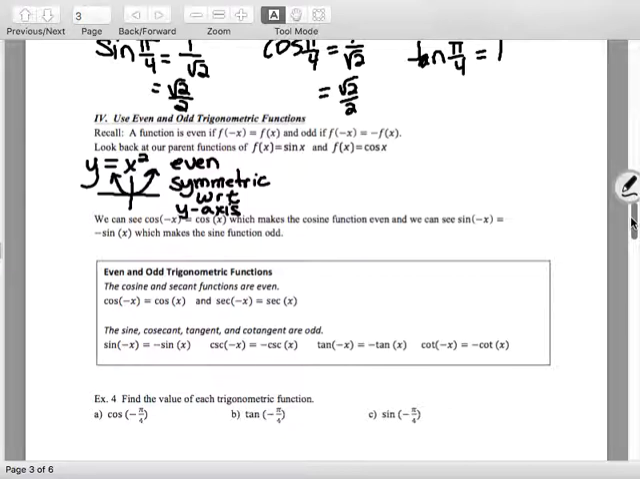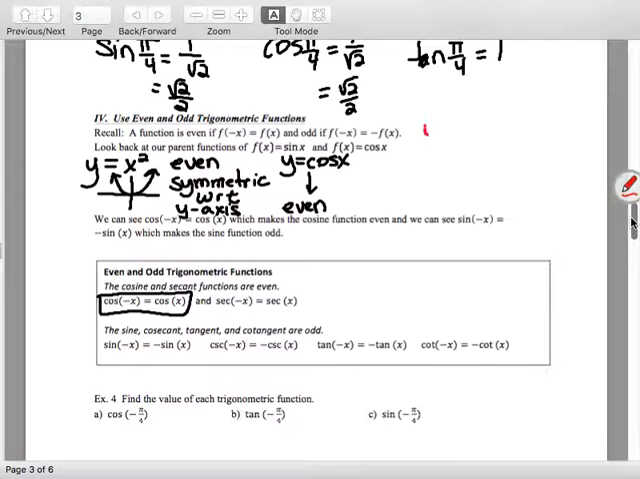So y equals cosine x is even, and we just looked at that on the graph, because the cosine graph is symmetric with respect to the y-axis. So what we're going to learn is even functions, f of negative x equals f of x. So what I have here for cosine, cosine of negative x equals cosine x. That's kind of cool.